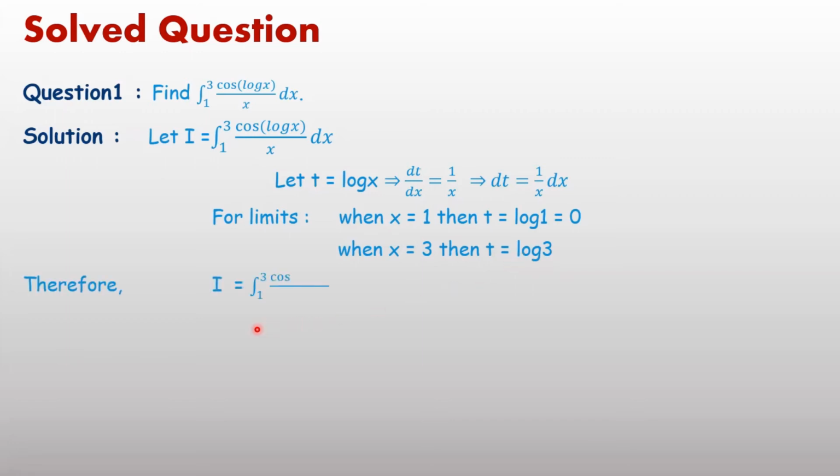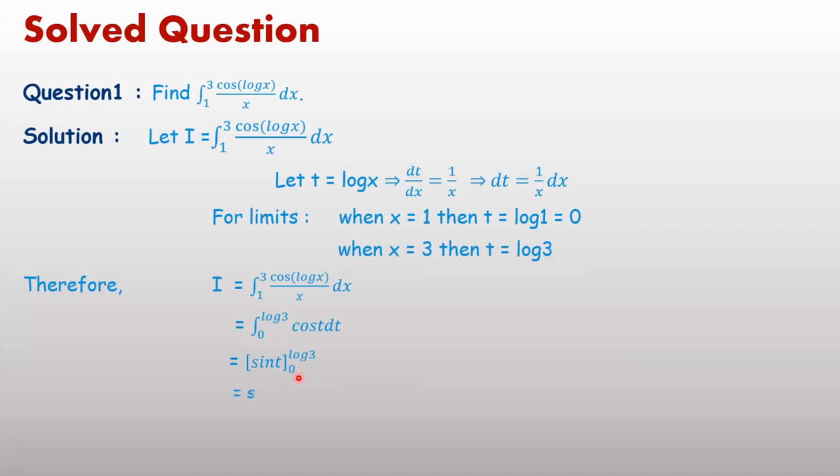Now, the question we can write as I equals the integral from 1 to 3 of cos(log x) upon x dx. Now substitute: at x equals 1, t equals 0, write t equals 0 here. If x equals 3, the value of t is log 3, so write log 3. Here, cos in place of log x, t, so cos t, and 1 upon x dx as dt. In this process, we can change the limits, and then the integration of cos t is sin t.